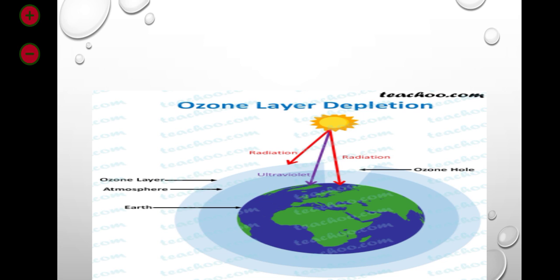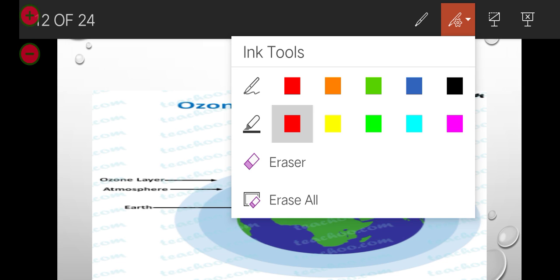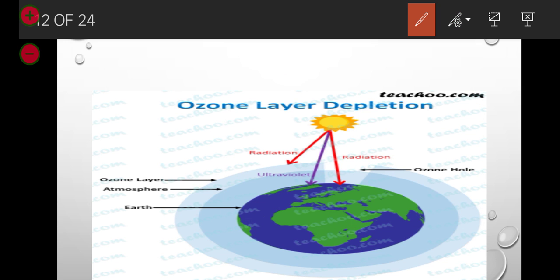When they keep on splitting up, oxygen will be combining with the chlorines from chlorofluorocarbons. If this happens in large quantities, there is depletion, that is a hole on the ozone layer. This is called the ozone hole, and ultraviolet radiation will be reaching the earth. So this is the ozone layer.